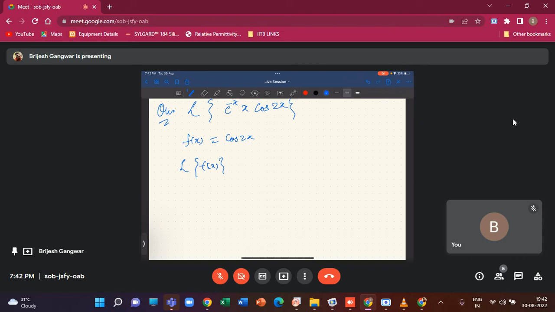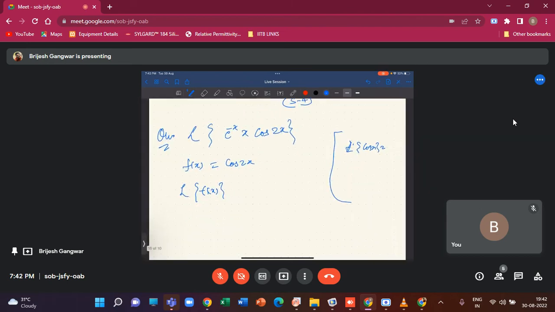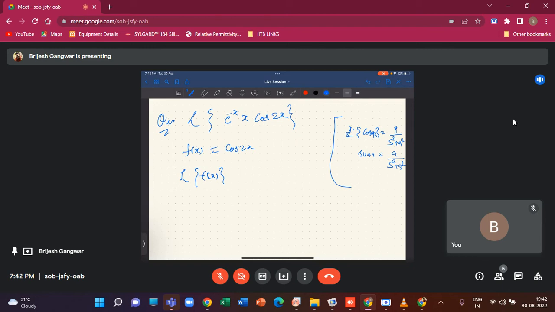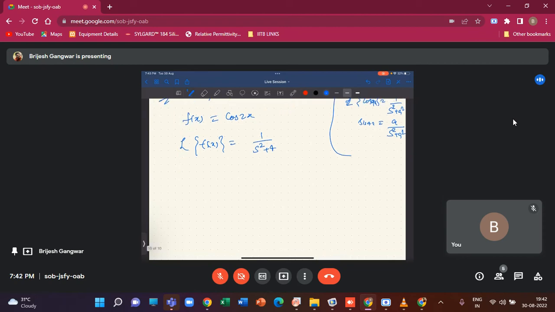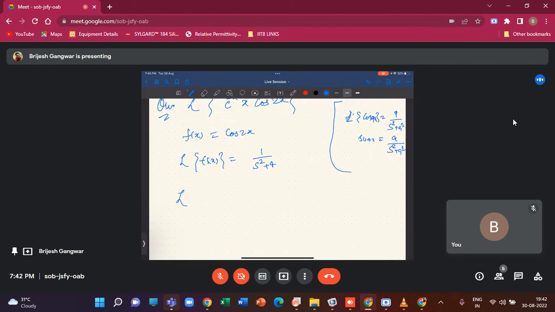Let's repeat: Laplace of cos ax is s upon s square plus a square, and for sin ax it is a upon s square plus a square. So for cos 2x it is s upon s square plus 4, since 2 squared is 4. Then the Laplace transform of x into f of x.